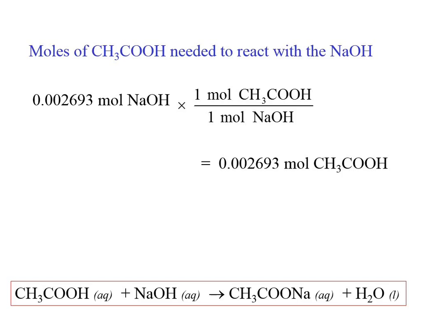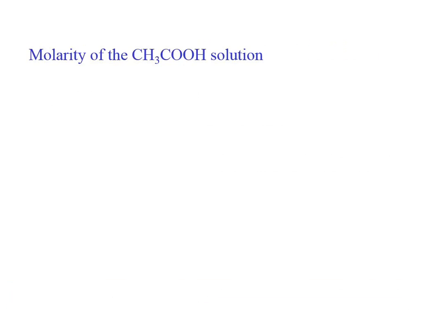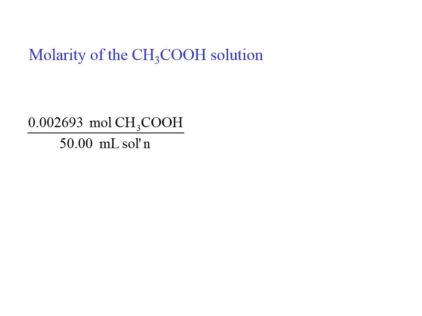Okay, so now we have moles and we just have to divide by that aliquot volume, right? Our 50 milliliters. So if we take that moles, 0.002693 moles of CH3COOH divided by our 50.00 milliliters.